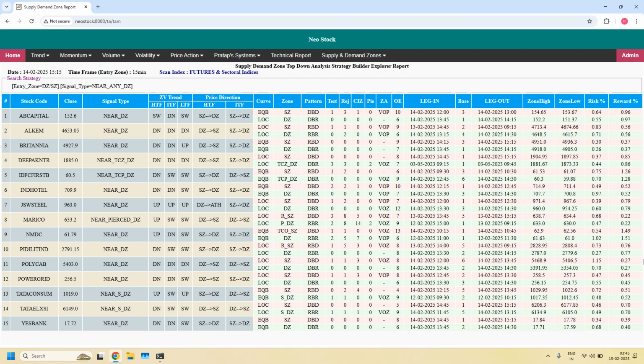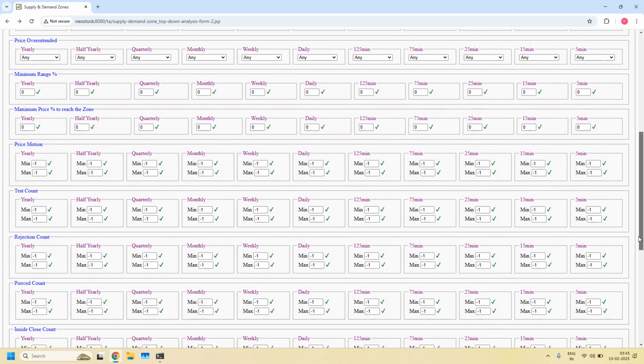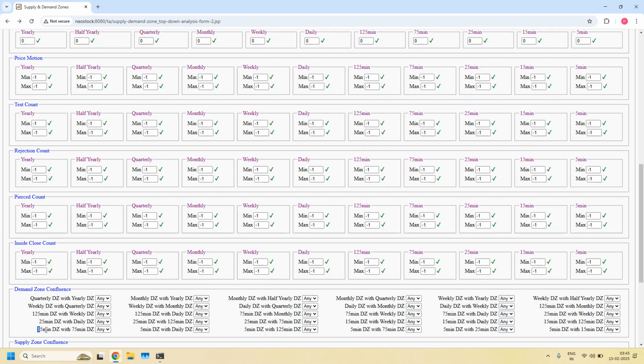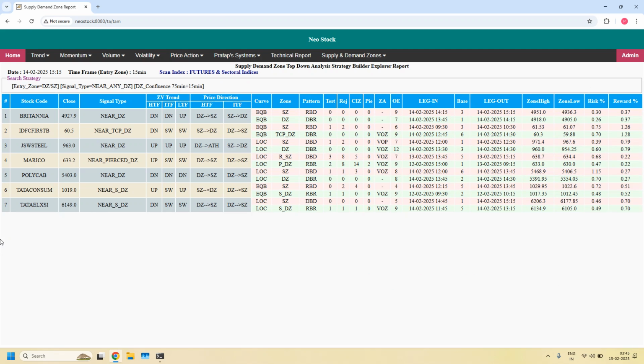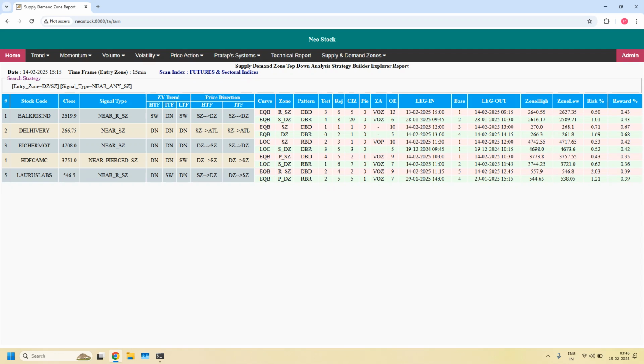Let's verify out of these 15, how many of these 15 minute zones are having ITF confluence. That is 15 minutes demand zone with 75 minutes demand zone confluence. I am enabling the filter. With this filter, we got 7 stocks. Ignore pierced zones from this list. Okay, next 15 minutes time frame, stocks near 15 minutes supply zone, we got 5 stocks.